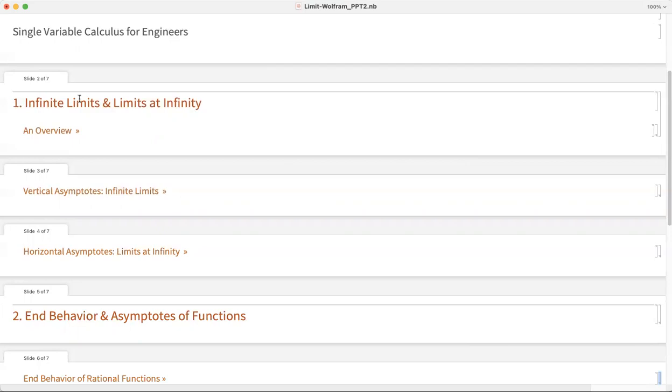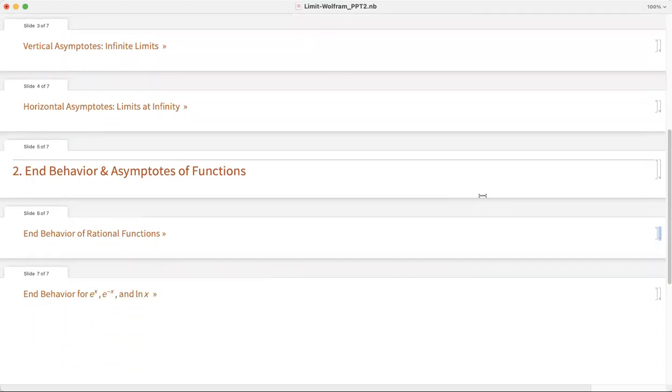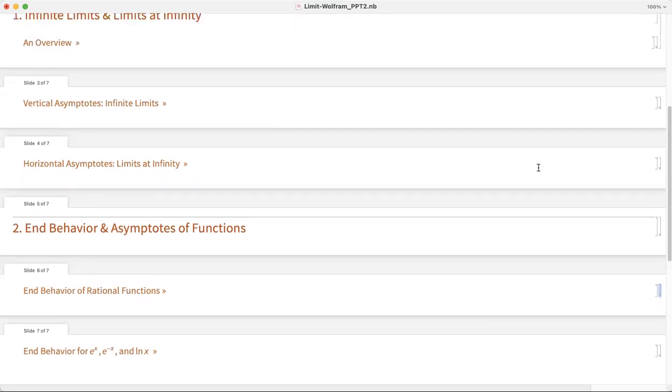But anyway, the limit at infinity means that the limit of f of x as x approaches infinity or negative infinity equals L, a finite number. So we can find the vertical asymptote using the infinite limit, and then we can figure out the horizontal asymptote using the limit at infinity. But let me skip that. We just look at the end behavior and asymptotes of the functions, combining the vertical asymptote and the horizontal asymptote.